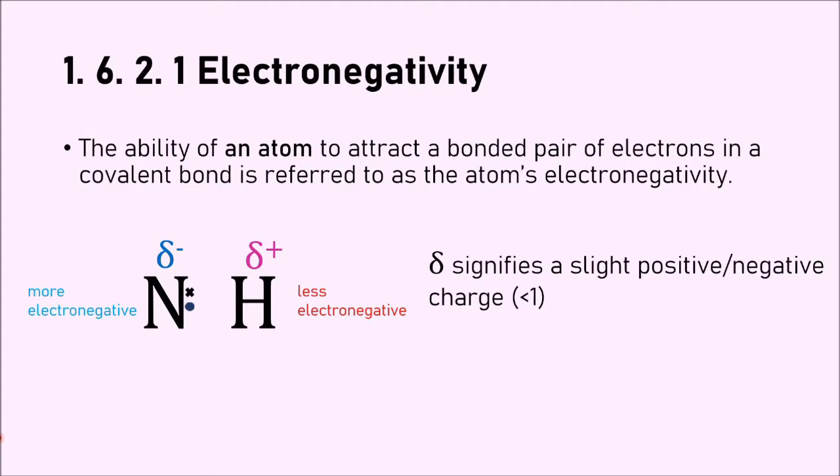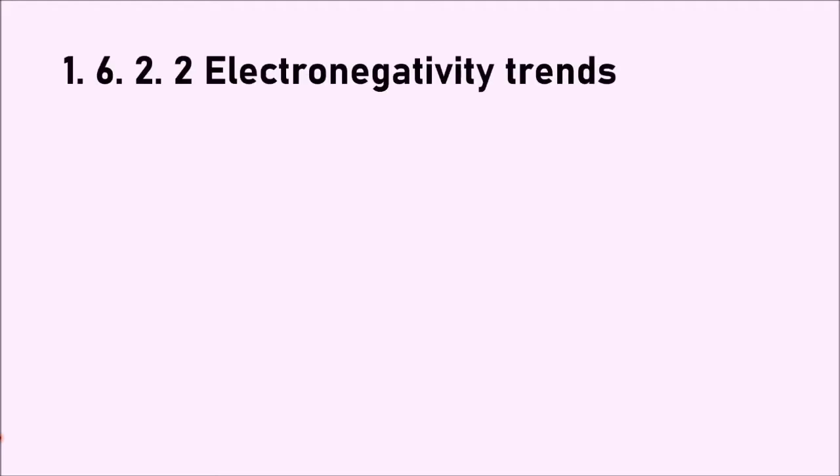Now you're probably wondering, why is it that nitrogen can attract these bonded electrons more than hydrogen? Each atom, as you can see from the definition, has its own ability. Every atom of every element that we know will have its very own ability to attract a bonded pair of electrons. And luckily, we've managed to spot patterns in these abilities of atoms across the periodic table. So we can therefore deduce some electronegativity trends. And you'll be very happy to find out that these electronegativity trends are exactly the same as for ionization energy.